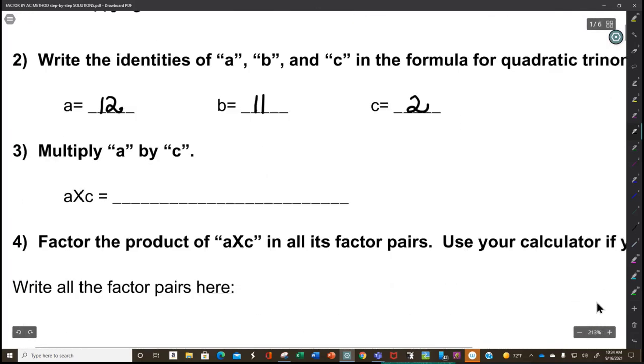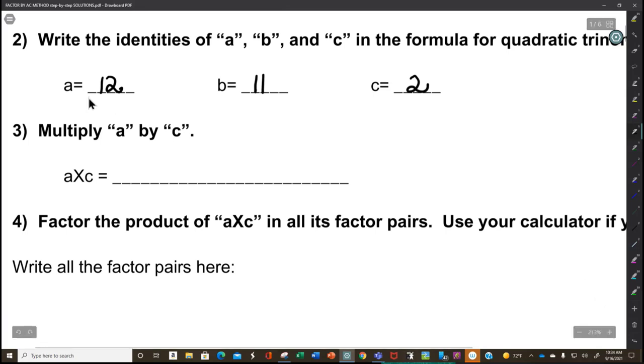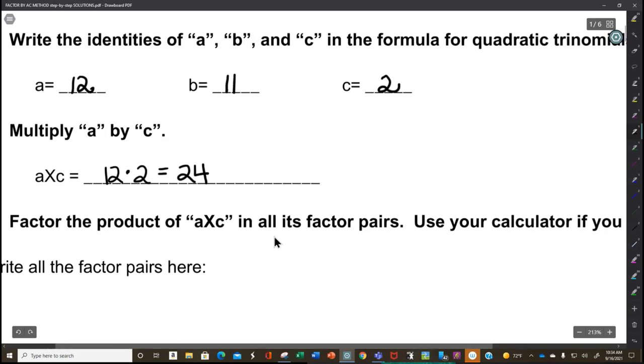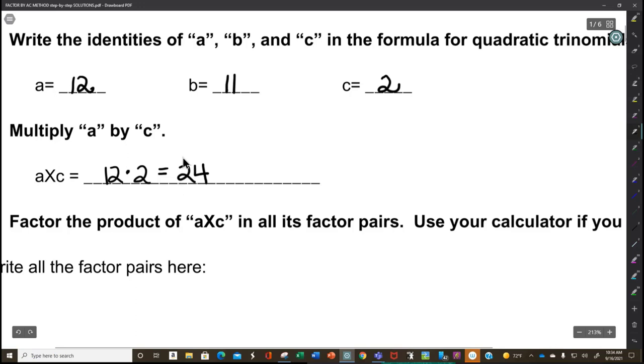Now what the AC method is, you multiply the A number times the C number. And this sheet tells you what to do step by step. Multiply A by C. Okay, I'm going to do it right here. 12 times 2 equals 24. Now, this is similar to what you did yesterday, what we're about to do. Factor the product of A times C, that is 24. The answer you get when you multiply is called the product.